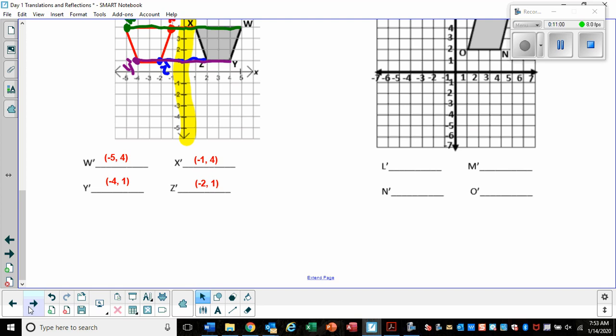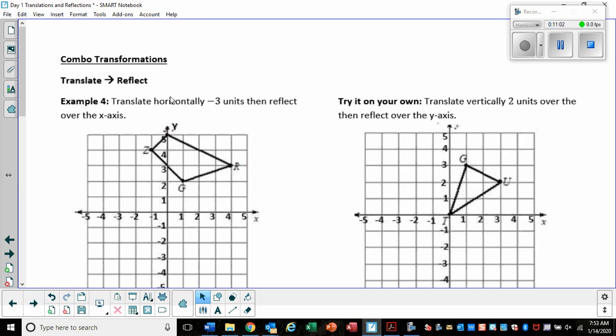All right. The last page. Now this is a combo of both transformations in one. Okay? So whatever it says to do first, that's what we're going to do first. So here, example 4, translate horizontally 3 units. So horizontally means left to right, and negative means I'm going to the left. Okay? So each one, I'm going to go to the right 3 units, or to the left 3 units.